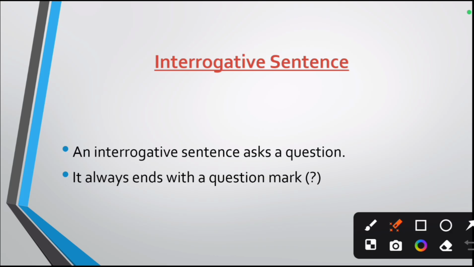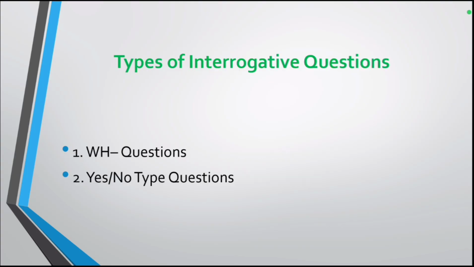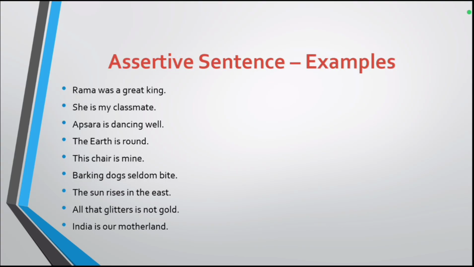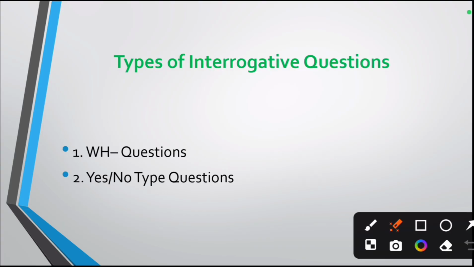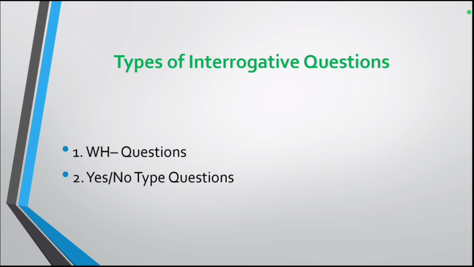But interrogative sentences are further divided into two types. What are they? Let us see one by one. First one, WH questions. Second one is yes or no type questions. What are WH questions? We all know WH words, right?